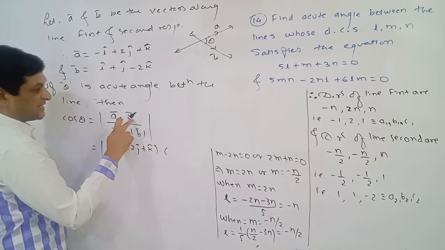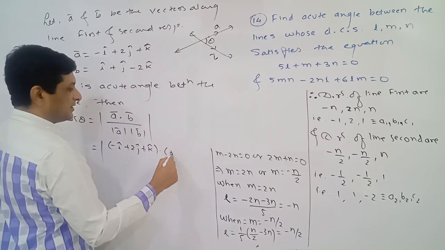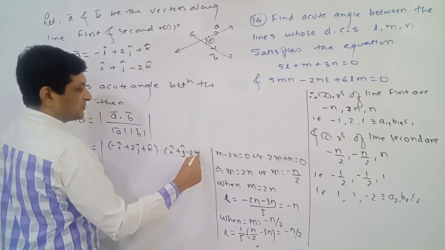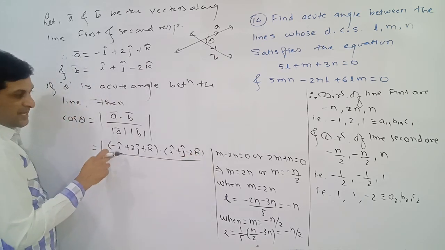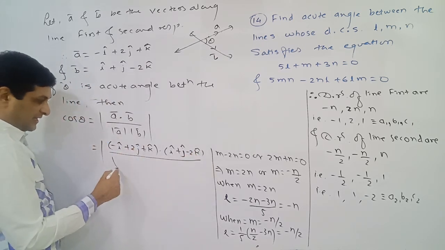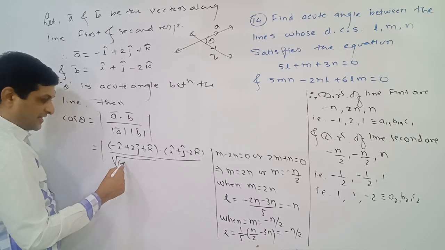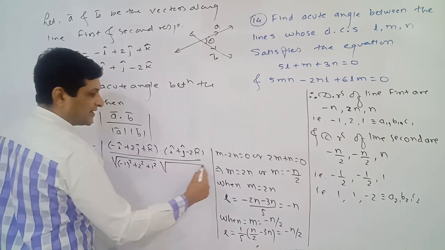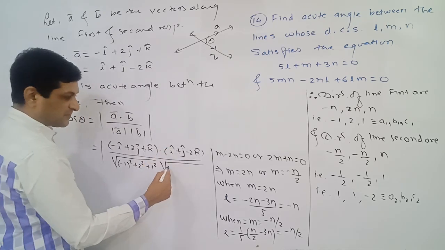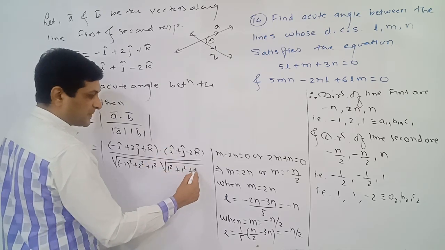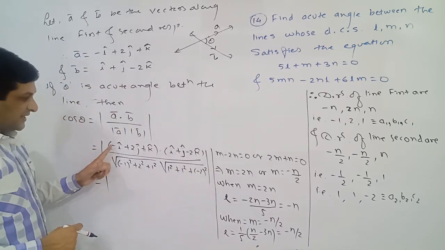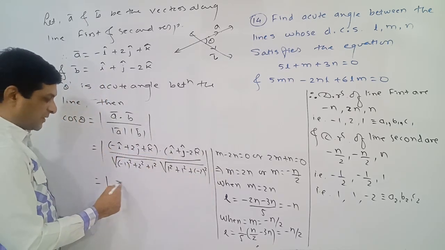Dot, keep it as it is, then substitute the value of b bar, which is i cap plus j cap minus 2k cap. In the denominator we are finding the magnitude of the first vector, that is under root minus 1 square plus 2 square plus 1 square, into under root of the magnitude of this vector, 1 square plus 1 square plus minus 2 square. So what will we get here? Minus 1 into 1 will be equal to minus 1.